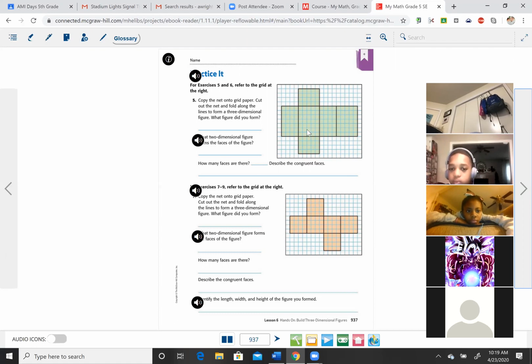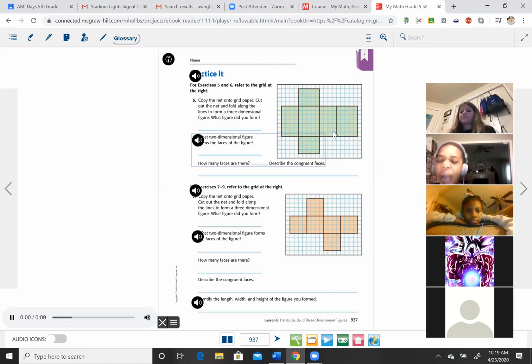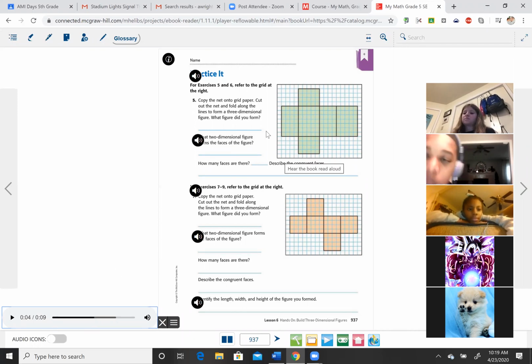Wait, is number 6 up here next to the green and not down here? Yes. I can't see because I have these icons that are not supposed to be there. I've turned them off, but they're still there. So is this one number 6 right here? Yeah, down here.